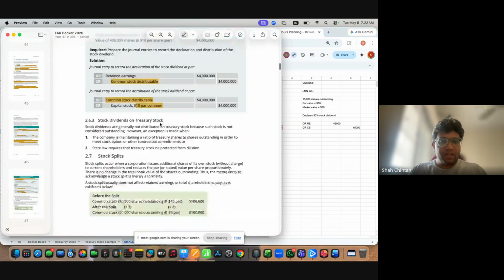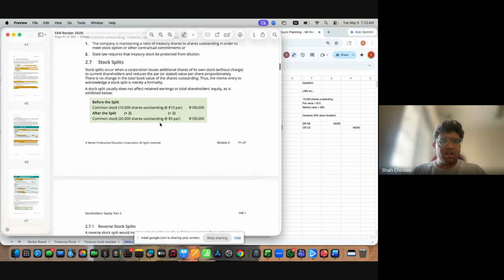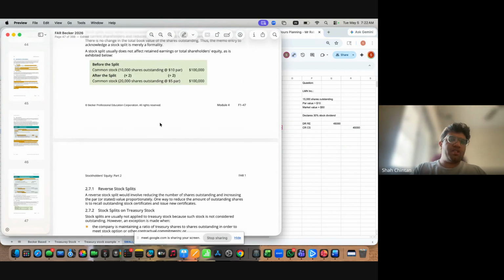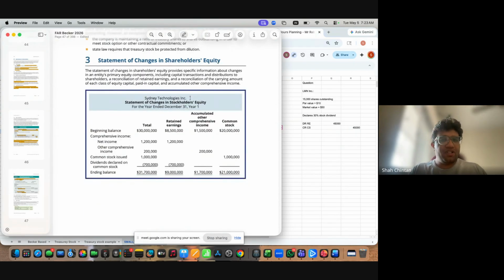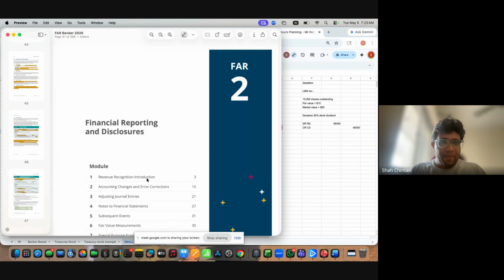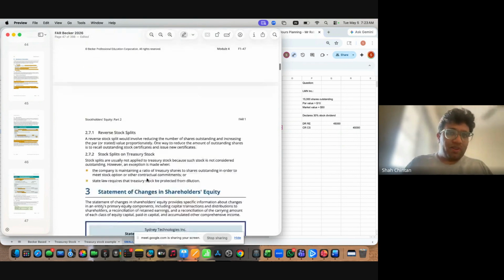No more concepts there. Stock splits, it's a similar concept. We just debit common stock of one class, we credit common stock of another class. And then there is a presentation again given for the changes in equity. What is your retained earnings, your common stock, your OCI, beginning balance, net income, reclassifications, dividend, ending balance. So this is just a formatting which we saw right in the first slide of this particular chapter. And that is it. Your FAR 1 is over with this.